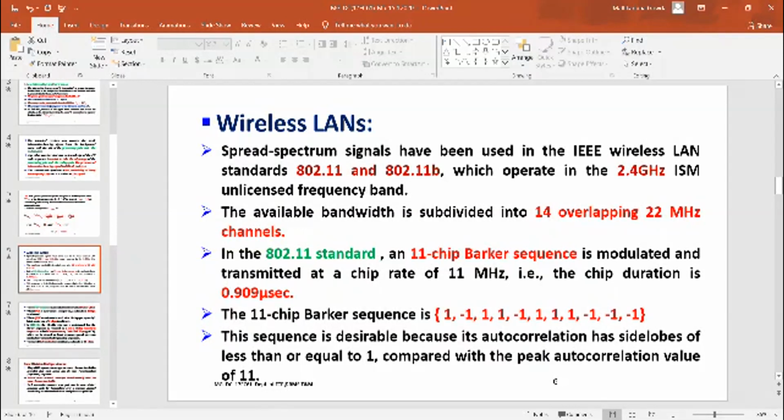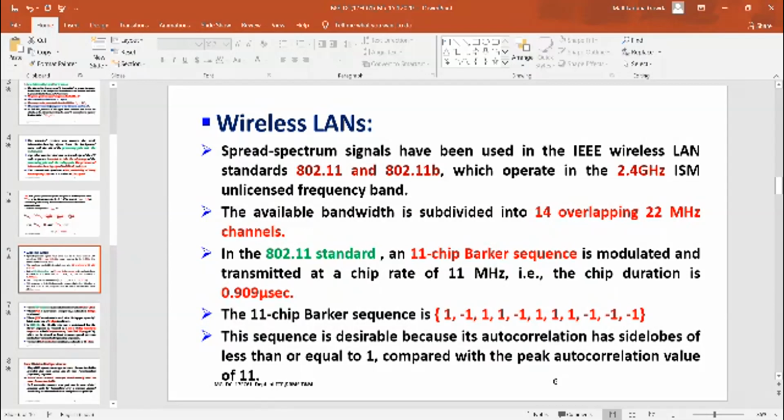Let me see how this direct sequence plays an important role here. In the IEEE 802.11 standard, we use an 11 chip Barker sequence. Like a pseudonoise sequence, the 11 chip Barker sequence is modulated and transmitted at a chip rate of 11 megahertz. With that, the chip duration, 1 by 11 megahertz, becomes 0.909 microseconds.